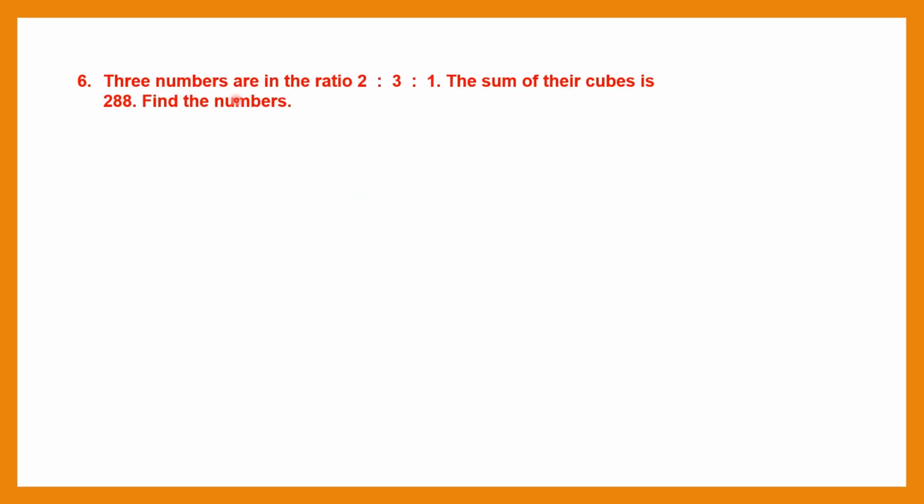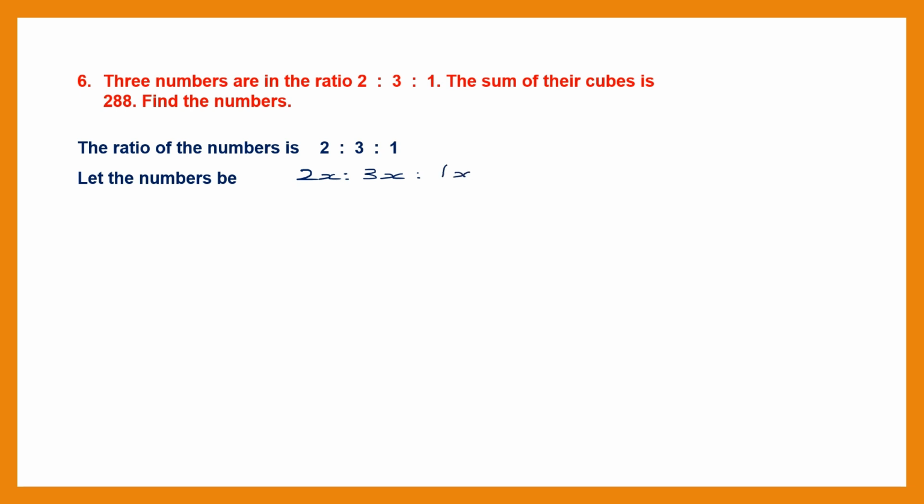Question 6. Three numbers are in the ratio 2:3:1. The sum of their cubes is 288. Find the numbers. So what's given to us is the ratio of the numbers 2:3:1. So let the numbers be 2x. The first number is 2x. The second number is 3x. And the third number is 1x.